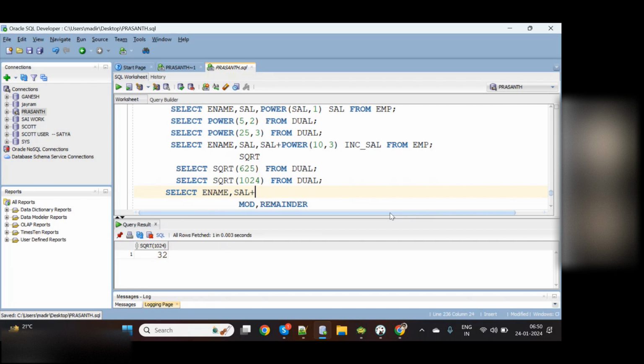Now for example, on the table, sal plus, I want to add 25 to the salary. I am simply using square root. Directly I can write 25, but with square root of 625, 25 will be added to my salary. From dual.